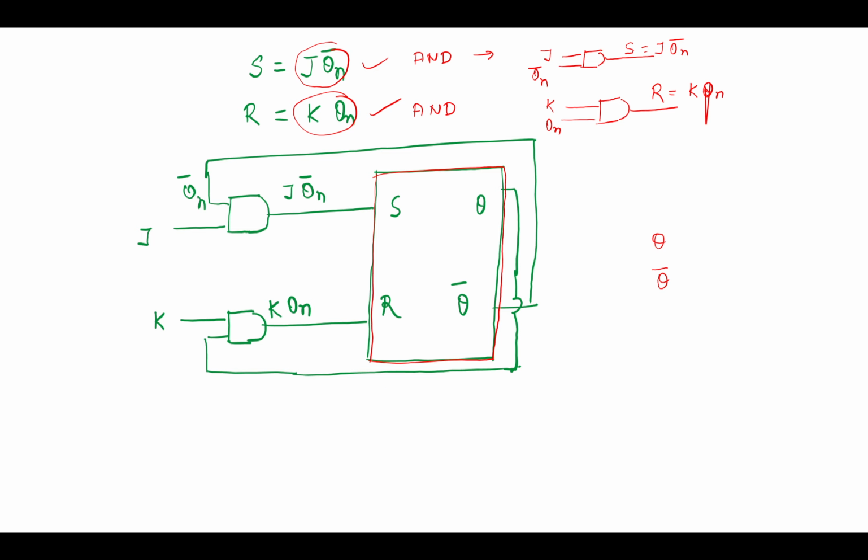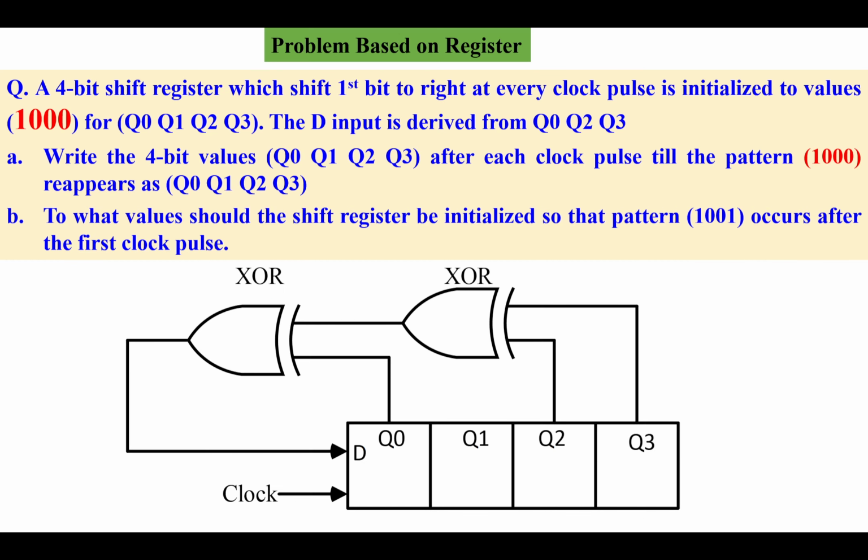And this is the conversion of JK to SR. Now we come to one more question. That question is based on the register. So we know the register is a combination of flip-flops, and this register is actually a synchronous type, meaning a single clock is required for shifting the data. So the clock is connected to all the flip-flops.